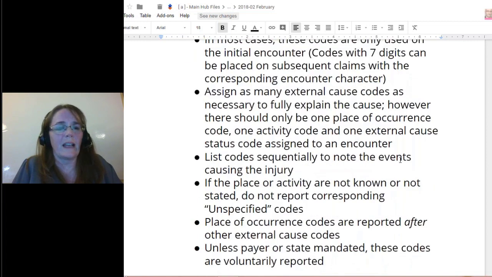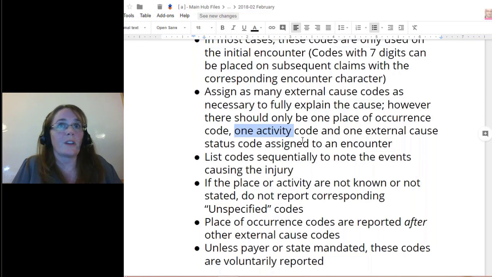Normally you're going to assign as many external codes as you can so that you can fully explain the cause for the encounter. But there should only be one code each for place of occurrence, activity, and status assigned to the encounter.